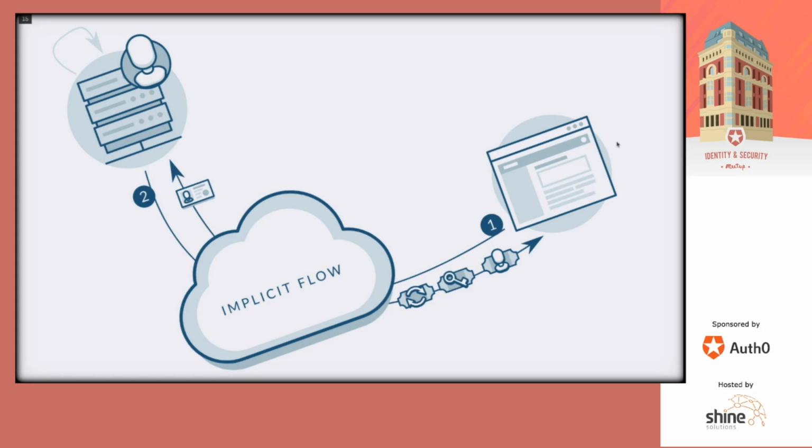In fact, in implicit flow, you're probably not going to use offline mode, because the single-page app is never going to run offline because it's in your browser. So you probably won't get the refresh token in that case.